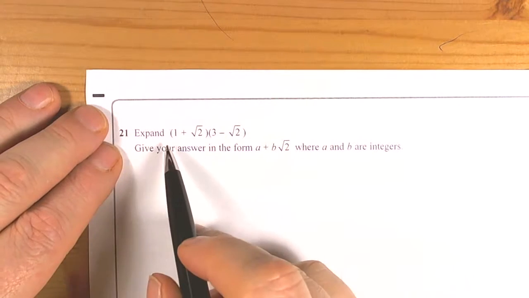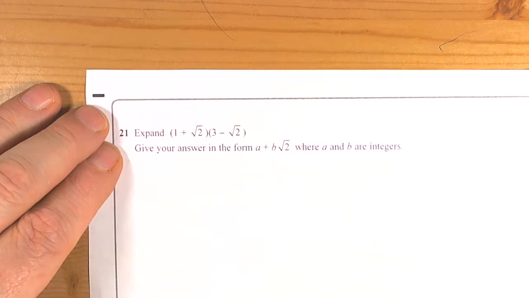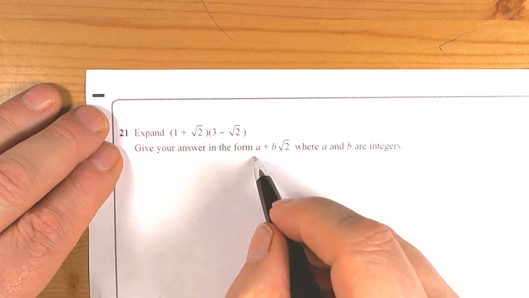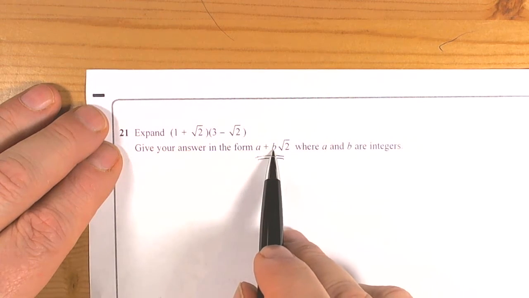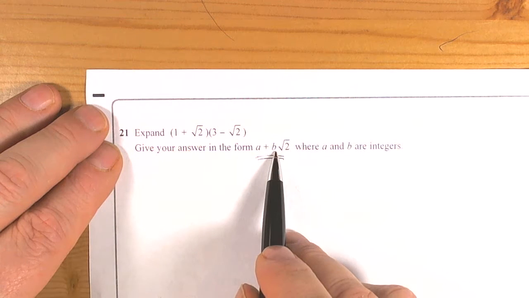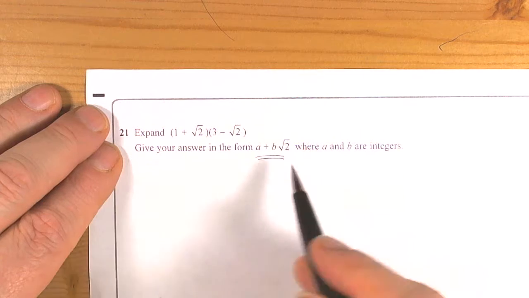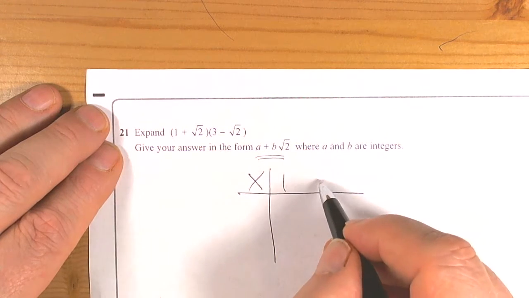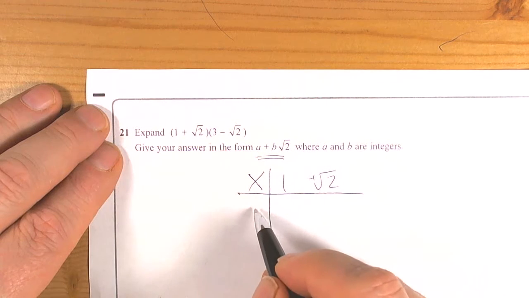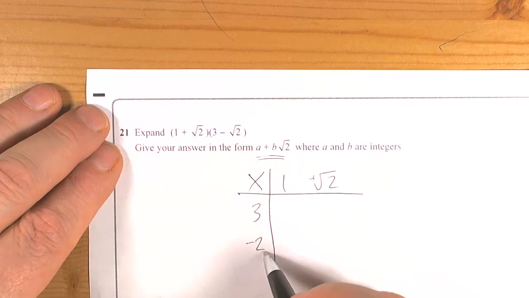So this question wants us to expand two brackets involving surds, and it's given us a clue that our final answer will be an integer plus so many root 2's, where that something is a coefficient as an integer as well. We're expanding two brackets, so there are lots of different methods, but I prefer the grid method.